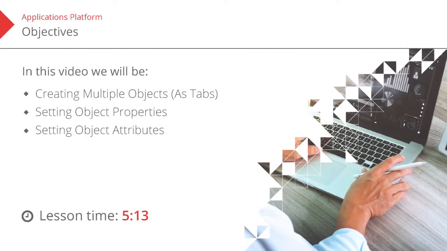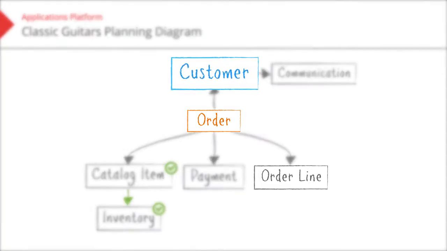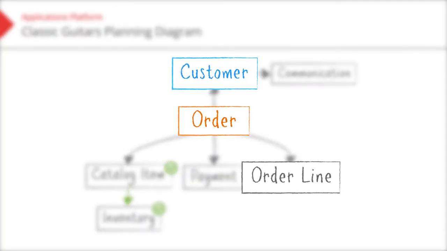Here are the objectives and approximate running time for this video. This video begins the second exercise in the Applications Platform Foundation series. In the previous exercise, we created the catalog and inventory objects and established the relationship between the objects and their related records. We will continue the training by adding customer, order, and order line objects to our Classic Guitars application.